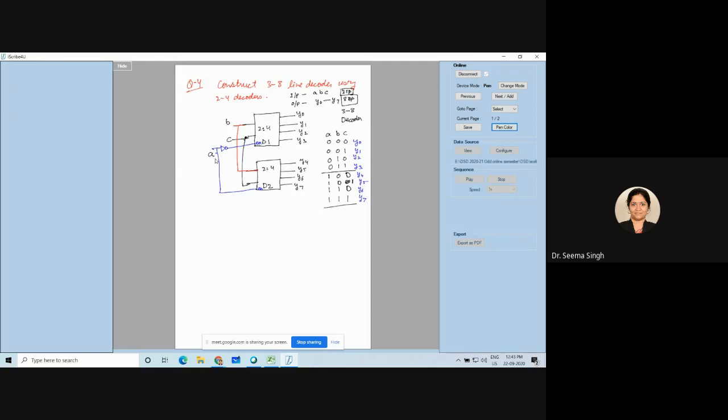So A is your MSB. Generally, in all combinational circuit construction diagrams, only your MSB is connected to your enable input. Now, did you get this? Did you understand this?